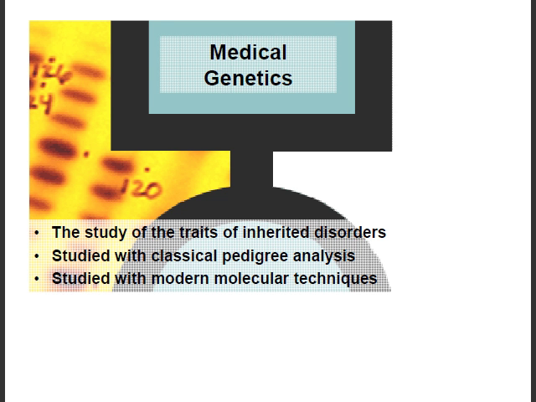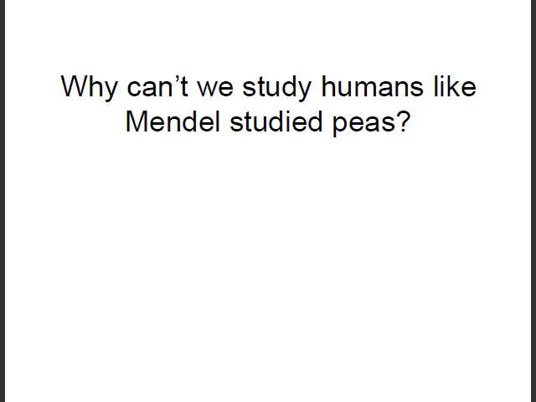The first approach to studying them is, of course, the only approach that was really available earlier on in the 20th century, which was using pedigree analysis based on classical genetics. We'll talk about what that is in just a bit. And then beyond that, we can study those with modern molecular techniques, and we'll learn more about those as the course progresses. The first thing is let's ask ourselves a question.